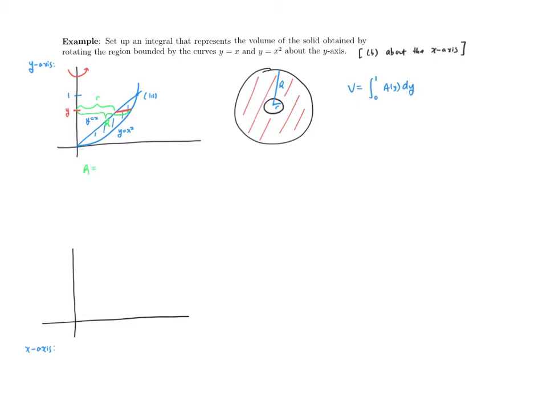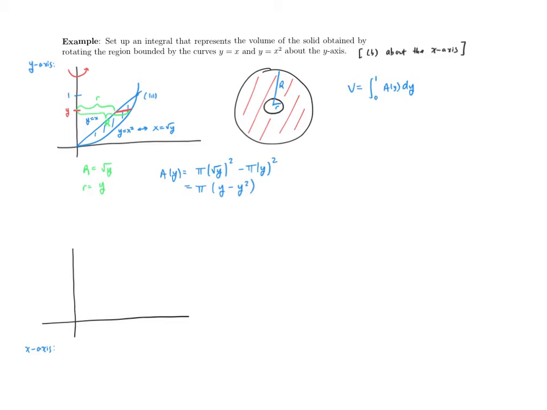So big R, and note we do want to get this in terms of a function of y, so this would be x equals the square root of y. Big R is simply going to be the square root of y, and little r is going to be y. So the area of our washer, A of y, would be pi times the square root of y squared minus pi times y squared. In this case, that would simplify very quickly to y minus y squared with the pi factored out.